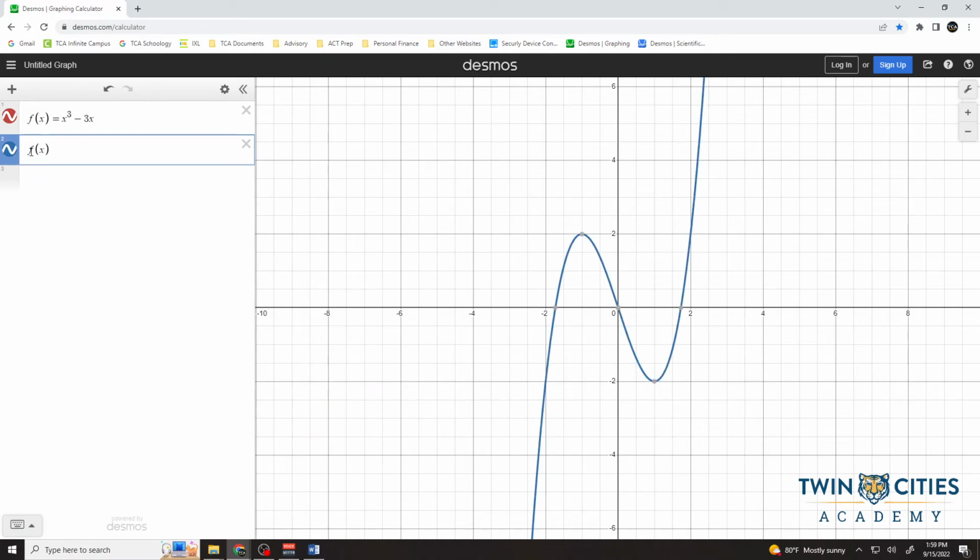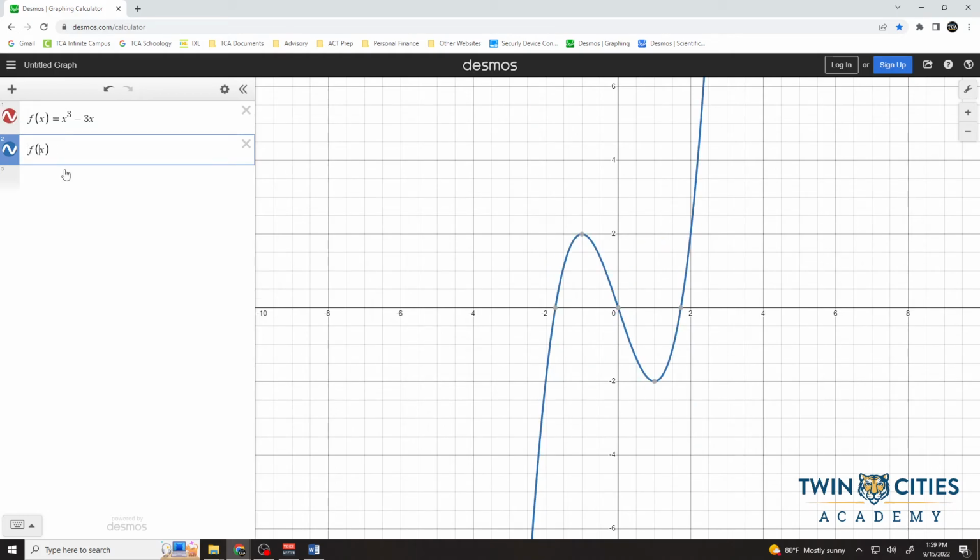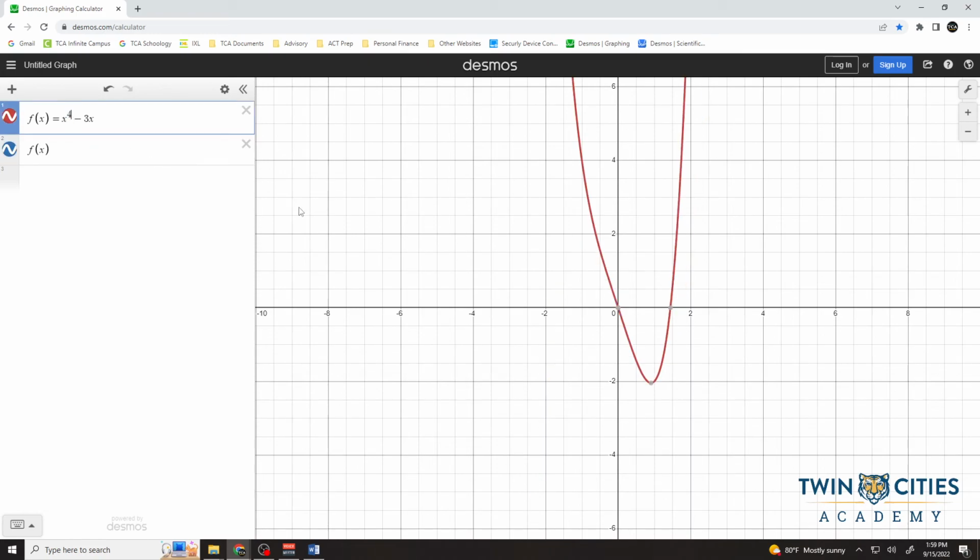Lastly, we've got some reflections. Because of the function, negative f of x is going to reflect vertically, and f of negative x is going to reflect horizontally, but because of the function that we chose, they look pretty similar. If I change the function here, say this is x to the 4th minus 3x, now you would see that would be your vertical reflection. And then this would be your horizontal reflection.